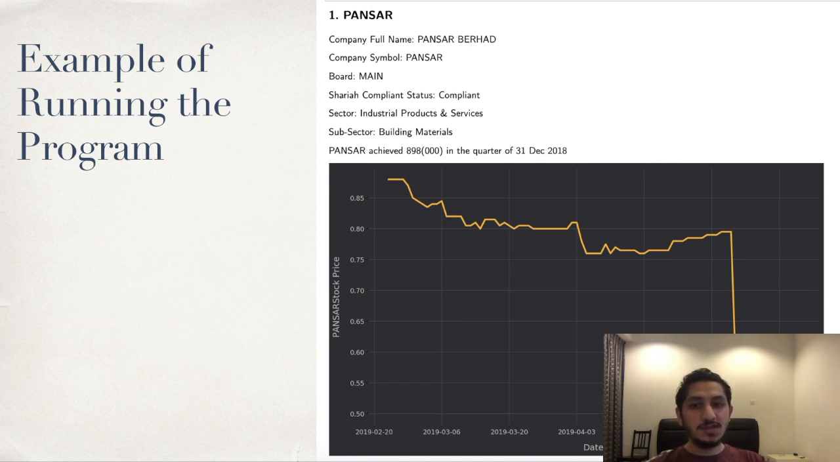The first recommendation is Pansar Company. The program displays the company full name, the company symbol, the board of the company, which is main, it tells us that it's compliant with the Sharia, and the sector of the company is industrial products and services, and the subsector is building materials. The program also tells us that this company achieved this amount of money in the quarter of 31 December 2018. And here is the plot of the stock price of this company. We can see that it was high, then dropped recently, then started to rise again in the last few days. So this might give the user more profits if he invests in this stock.